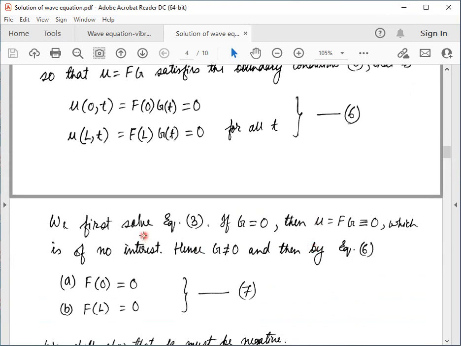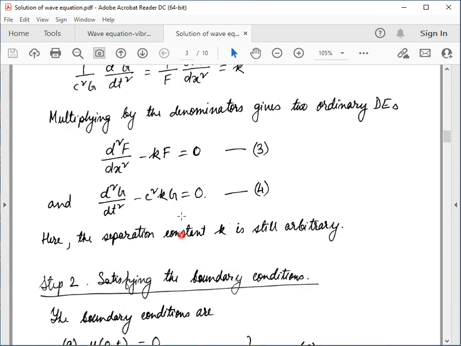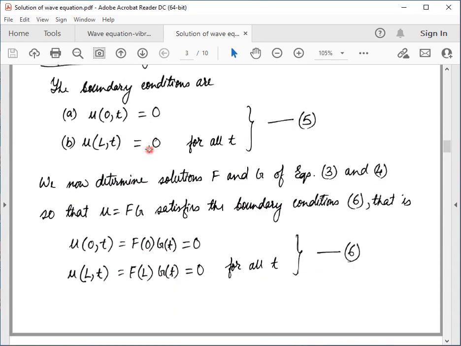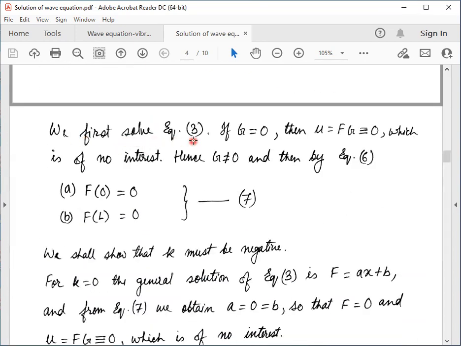First, let us solve equation number 3. We first solve equation number 3. And what is equation number 3? Equation number 3 is this ordinary differential equation for f, that is the space dependent part.